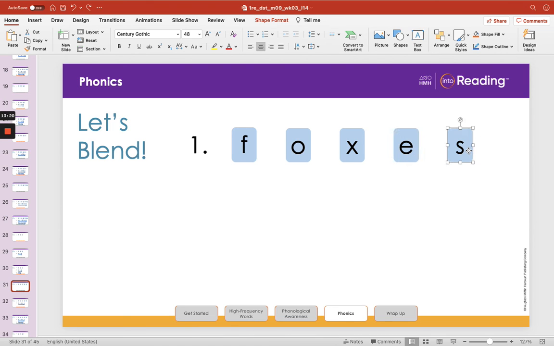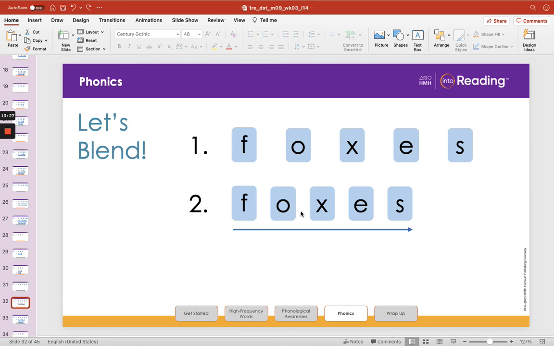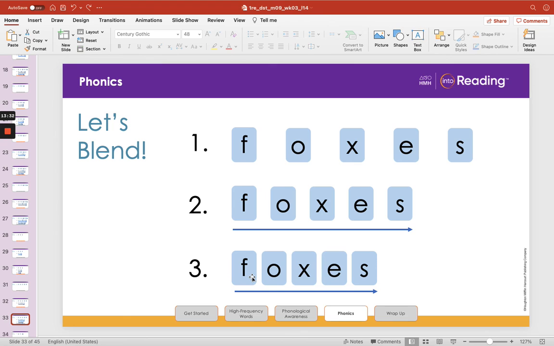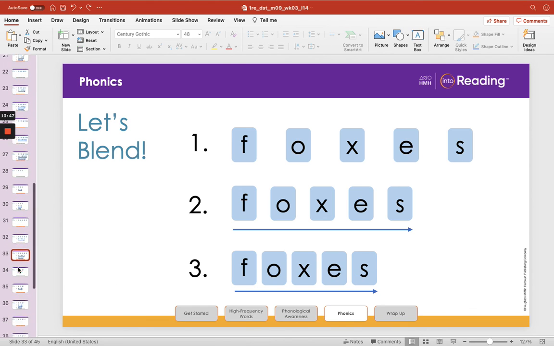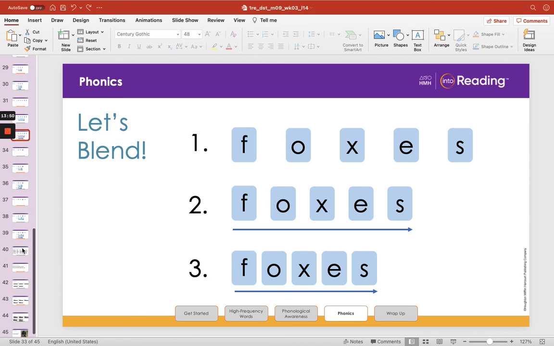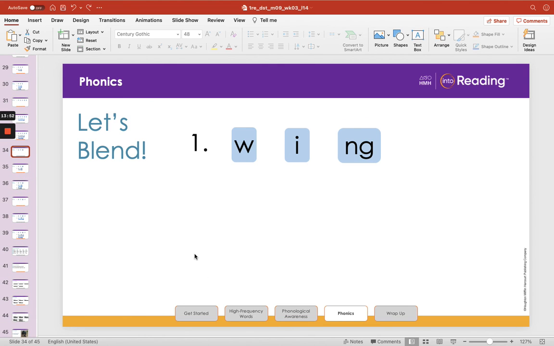This time the S is going to make the Z sound. And I can blend all of those sounds together. Foxes. Hear the Z at the end, even though it's an S. And then in line 3, we can put all those sounds together to read the word. Foxes. So how did my ending ES change my word? Well, it means more than one fox. Foxes. Good job. We would call that plural, and we've learned about plural nouns before.